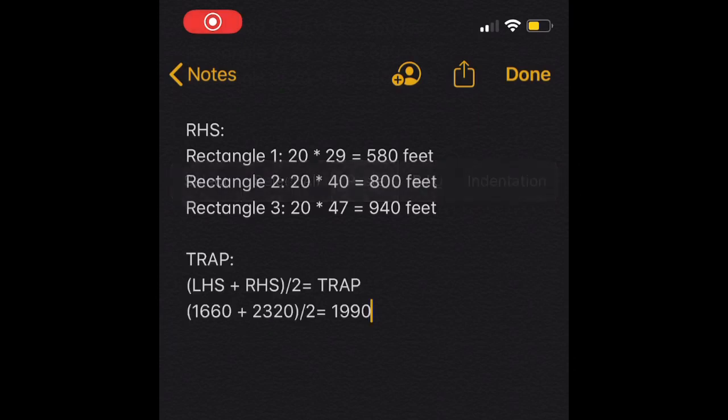The trapezoidal sum is equal to the average of the RHS and the LHS. So we add these together and then divide by 2, so we get 1990 feet.